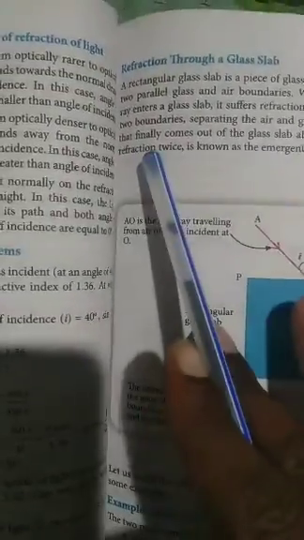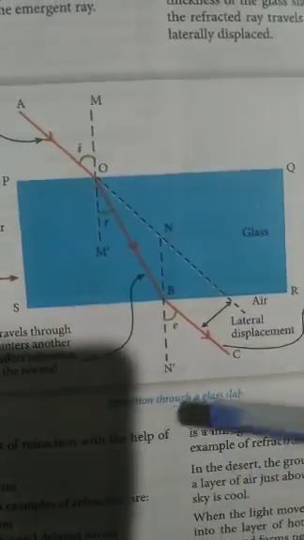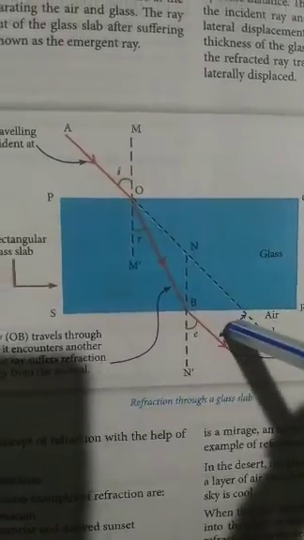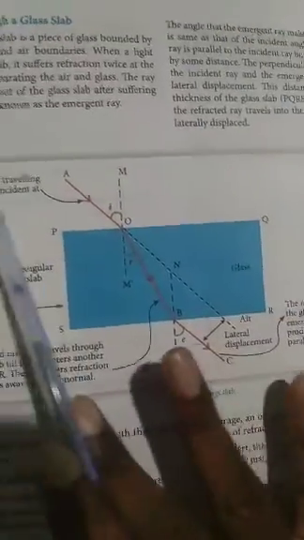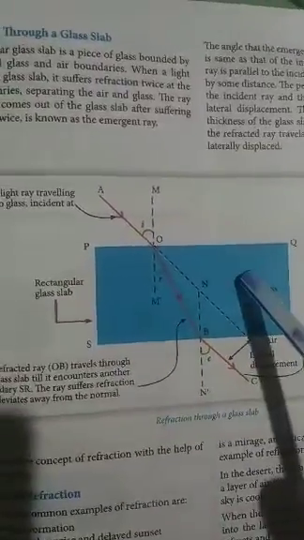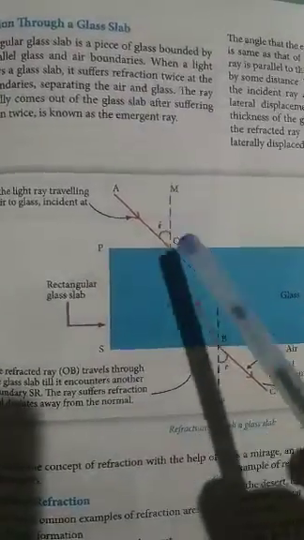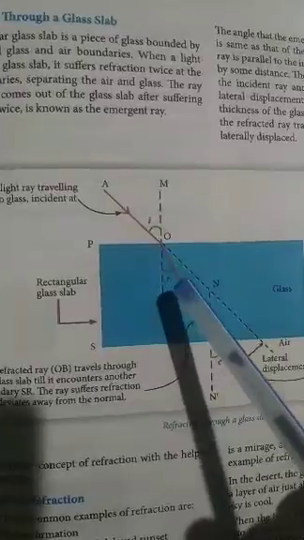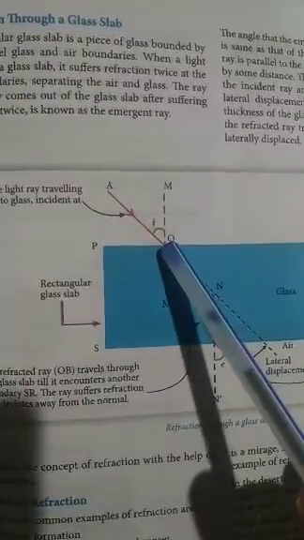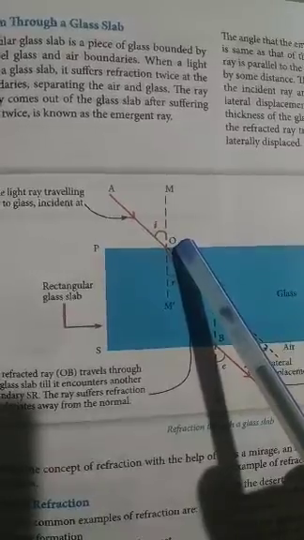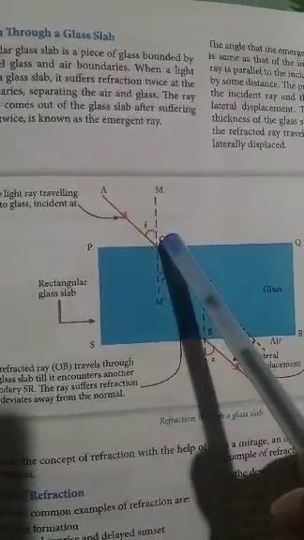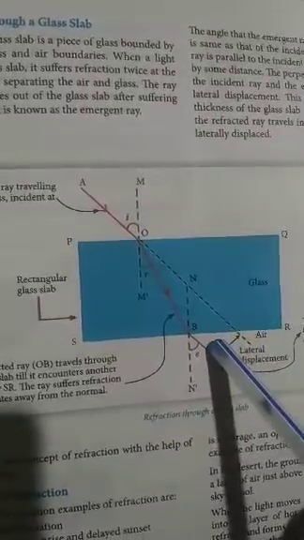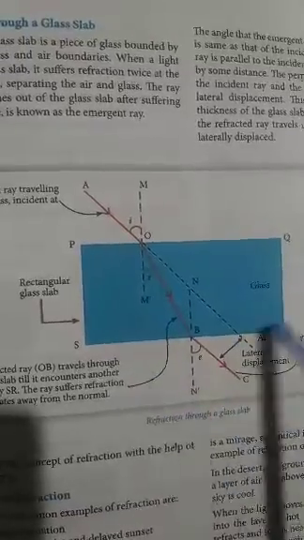Emergent ray: the ray that finally comes out of the glass slab is called the emergent ray. Here BC is the emergent ray. PQRS is a rectangular glass slab, and MO is the incident normal to interface 1, and NB is the normal to interface 2, that is, interface SR.